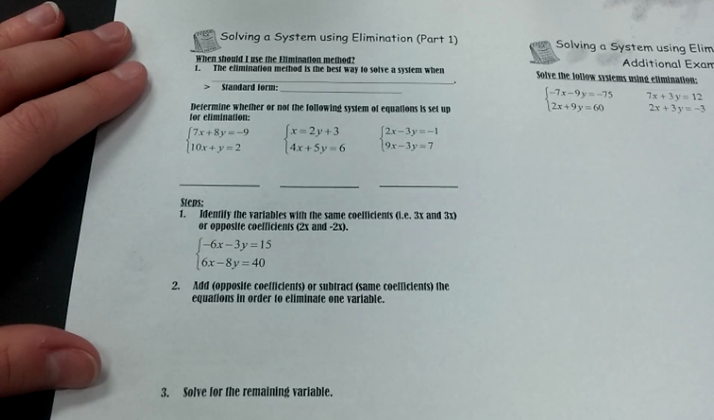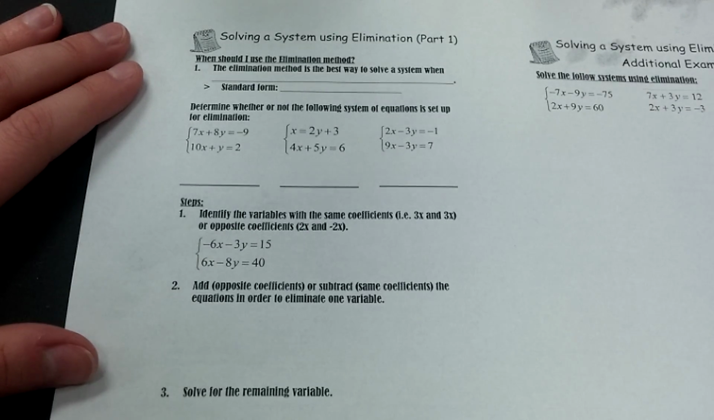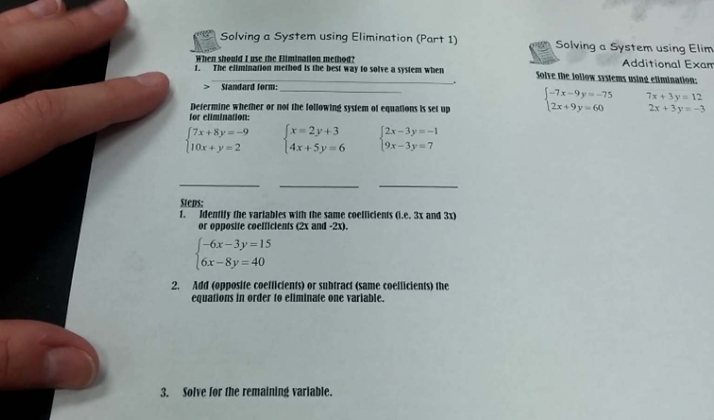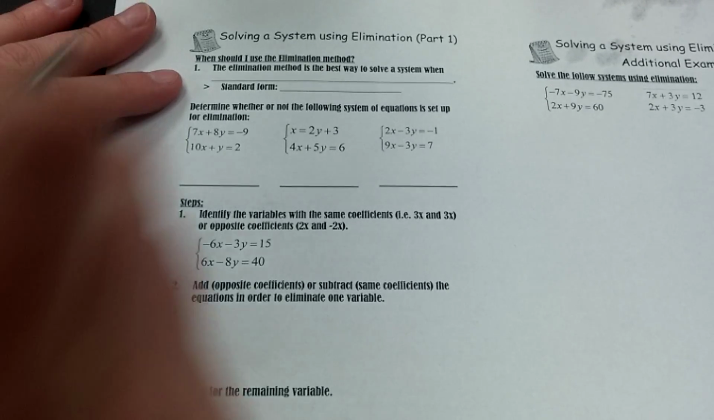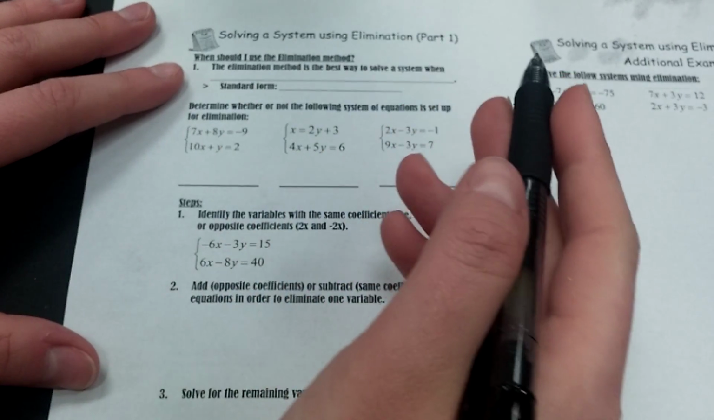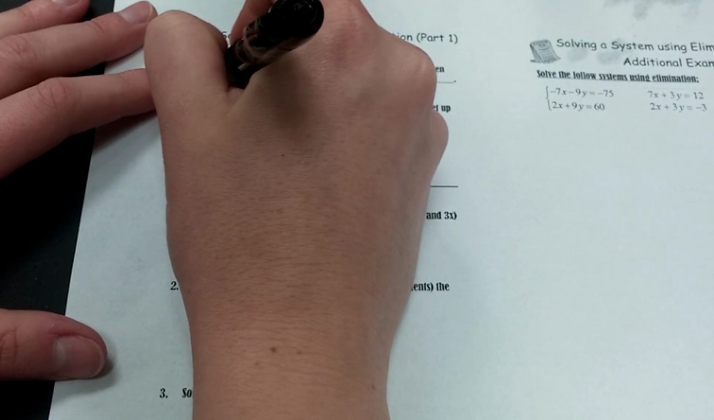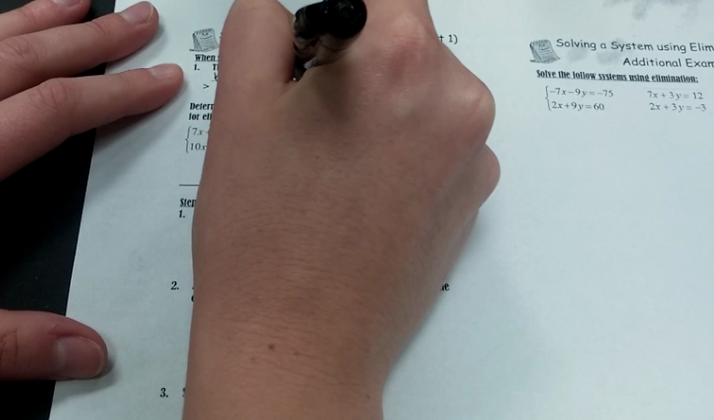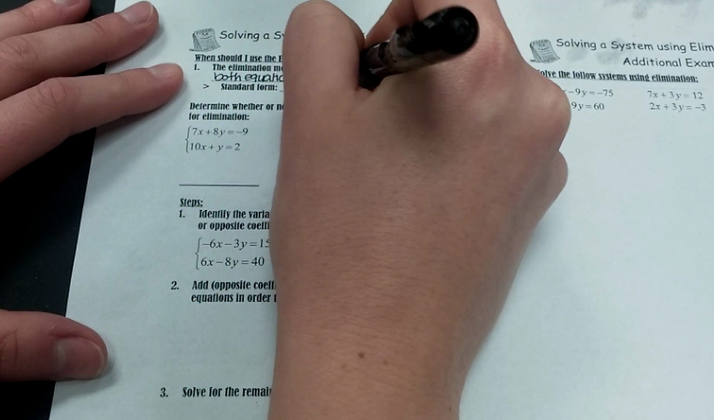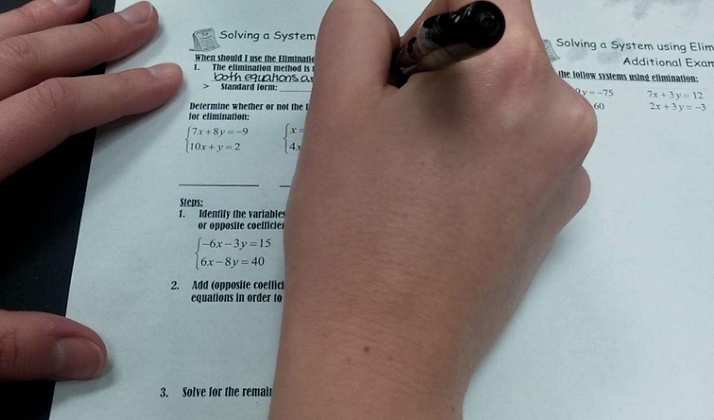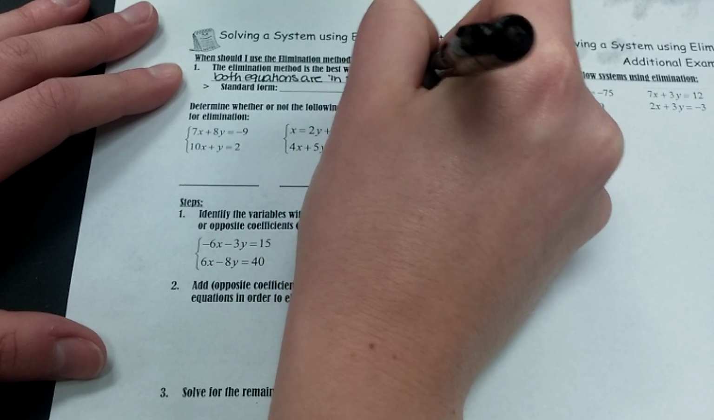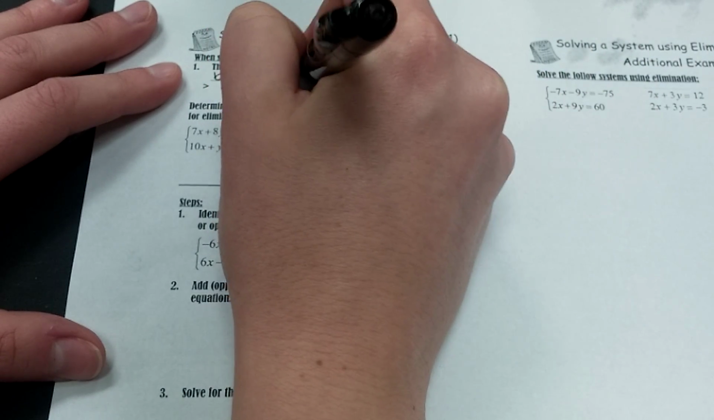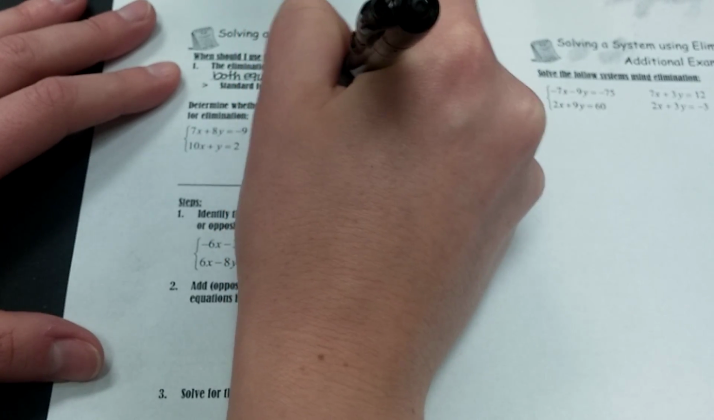In this video, we're going to learn the first part of solving systems using elimination. And this part only requires you to either add or subtract the equations. So the elimination method is the best way to solve a system when both equations are in standard form. And remember from our last unit, the standard form is ax plus by is equal to c.